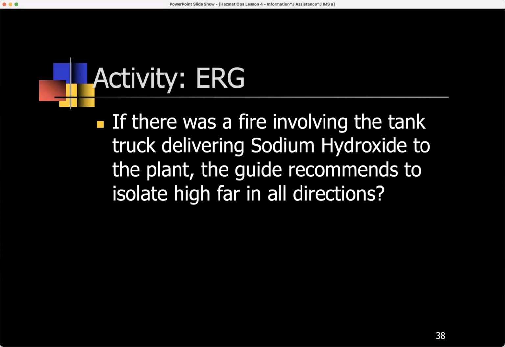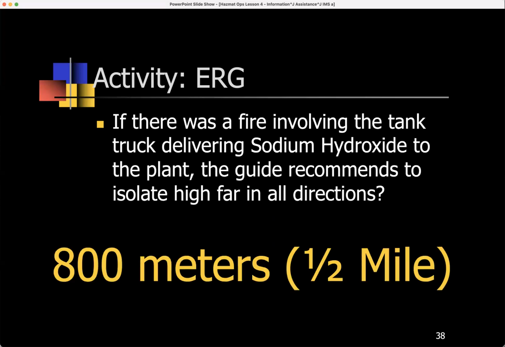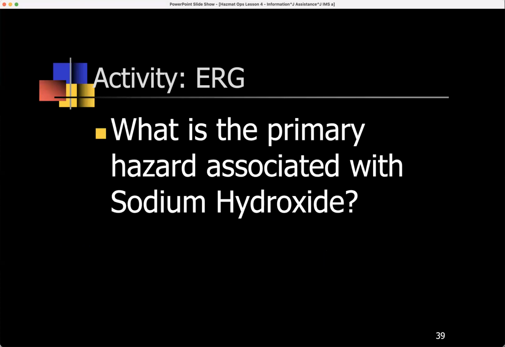If fire was involved in the tank truck delivering sodium hydroxide, how far would we isolate in all directions? 800 meters or half a mile. What's the primary hazard? Remember, that's the one listed first. The health.